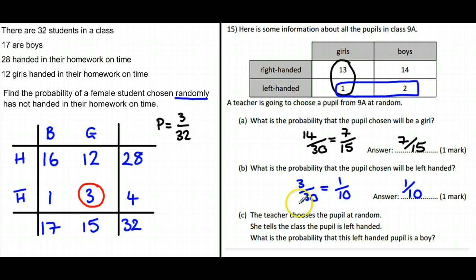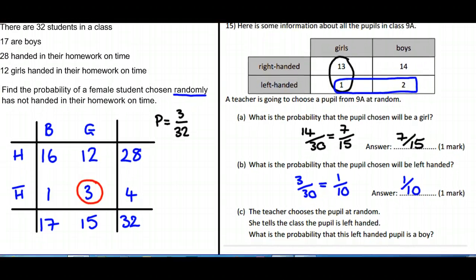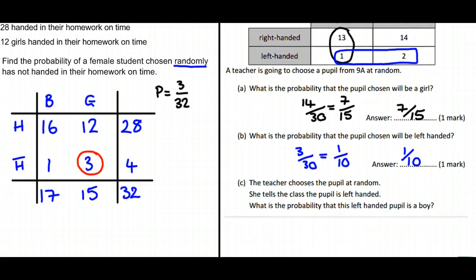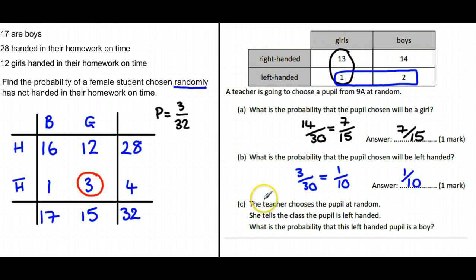Then we've got a third question. The teacher chooses the pupil at random. She tells the class the pupil is left-handed. What is the probability that this left-handed pupil is a boy? So actually it's just cut down the number of people we're talking about. Apologies for that, just move them. So out of the left-handed students, there are 3 of them, and 2 of them are boys. So 2 boys out of the 3 left-handed students, and that's our probability, 2/3.